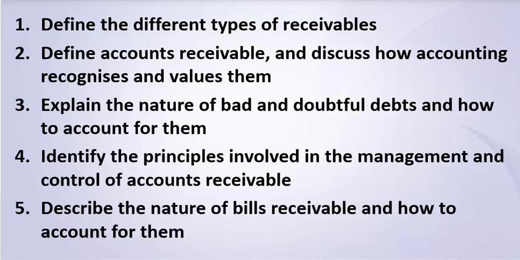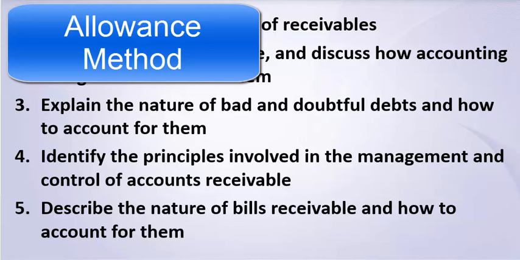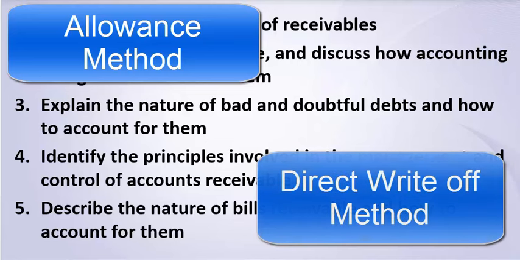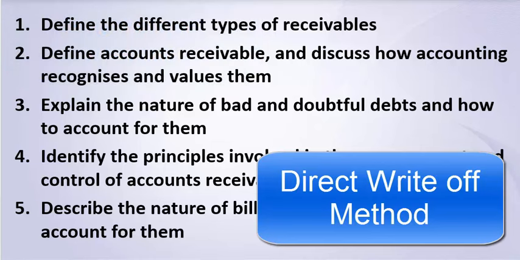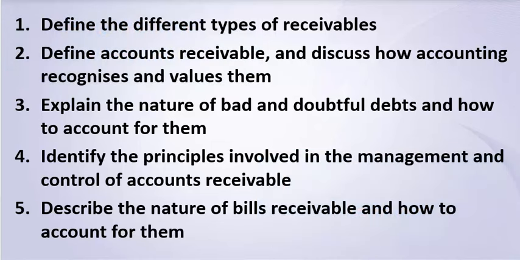When debts do turn sour, there are two ways to write off the unpaid amounts: the allowance method and the direct write-off method. Both these methods will be discussed in this unit. The direct write-off method is used for businesses that experience few bad debts, and the allowance method is for businesses for which bad debts are far too common.